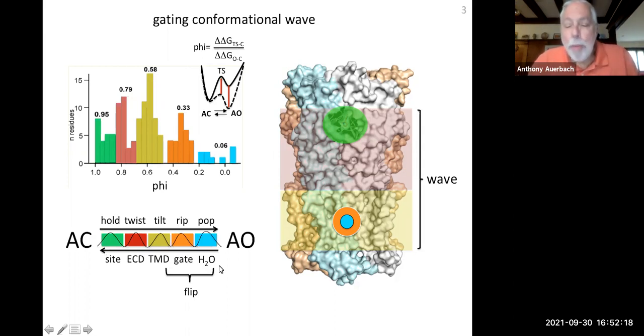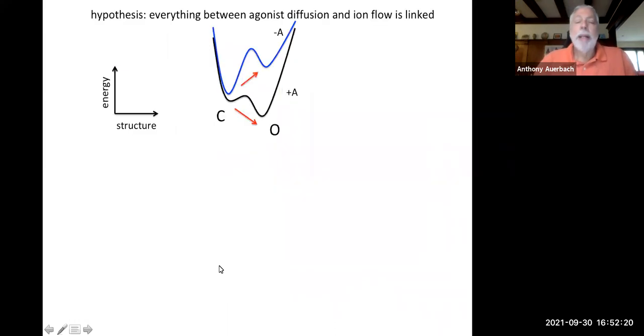Flip is useful. So in the final slide, I want to put forth the hypothesis that everything between agonist diffusion and ion flow is linked. And when I say linked, I mean linked through linear free energy relationships and linked structurally. So energy is structure.